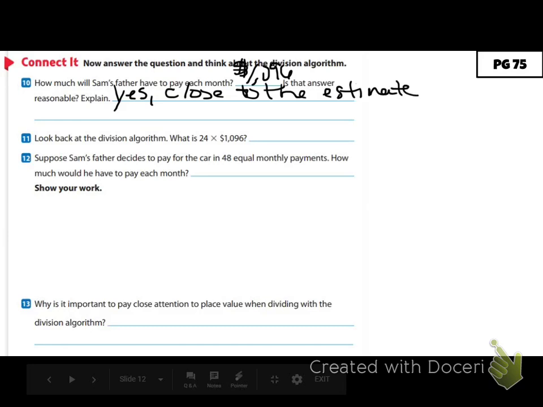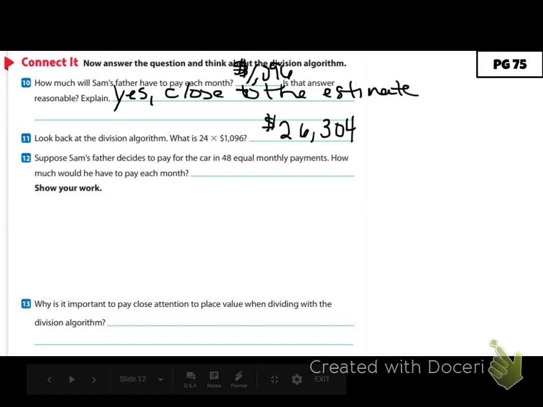Okay, number 11, look back at the division algorithm. What is 24 times 1,096? Well, if we multiply those together, we should get our original cost, which was $26,304. Number 12, suppose Sam's father decides to pay for the car in 48 equal monthly payments. How much would he have to pay each month?